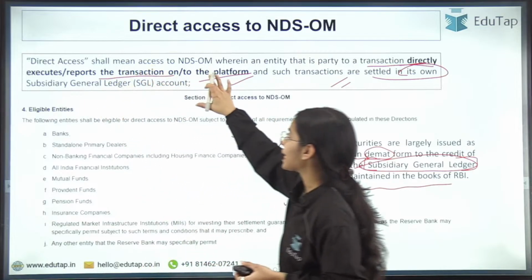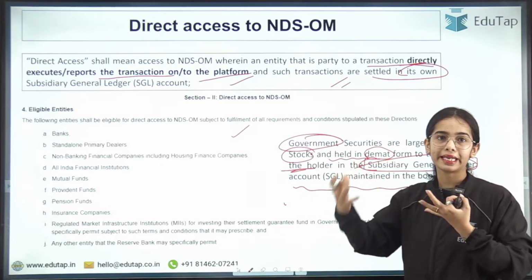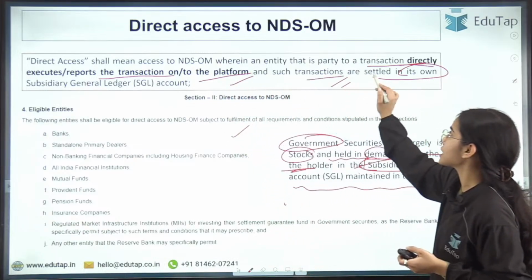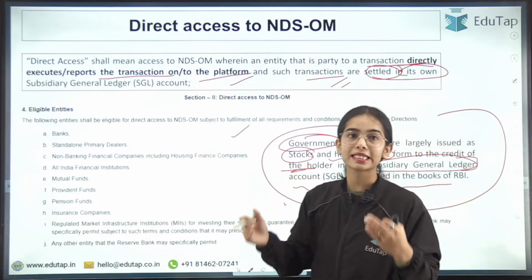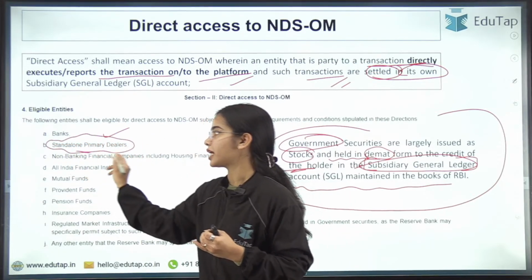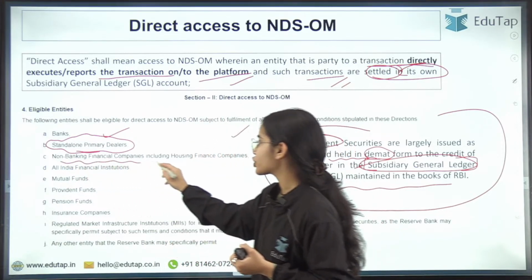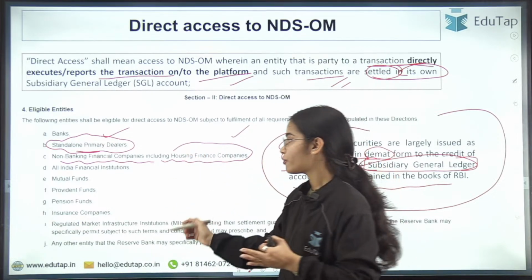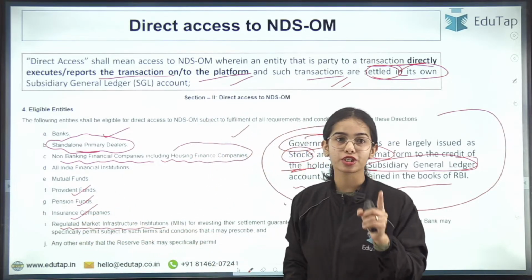So direct access shall mean access to NDS-OM wherein an entity can directly do the transaction in the NDS-OM platform. They can directly execute and report the transaction onto the platform, and such transactions are settled in its own subsidiary general ledger account. So which entities can have direct access to the NDS-OM? The banks and the standalone primary dealers, who trade a lot in government securities; non-banking financial companies, including housing finance companies; all India financial institutions; mutual funds; provident funds; pension funds; insurance companies; and regulated market infrastructure institutions.